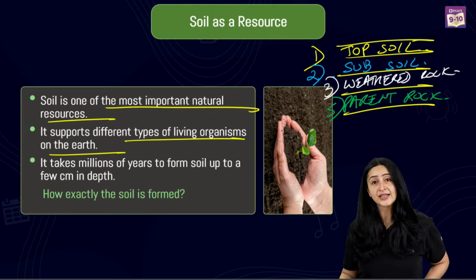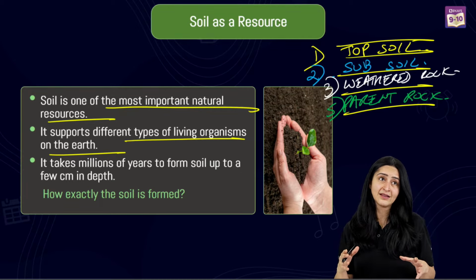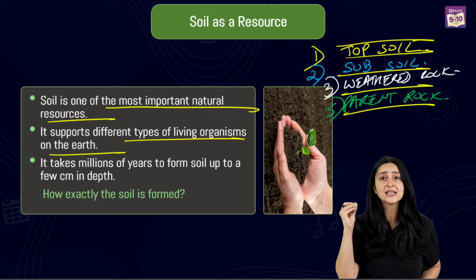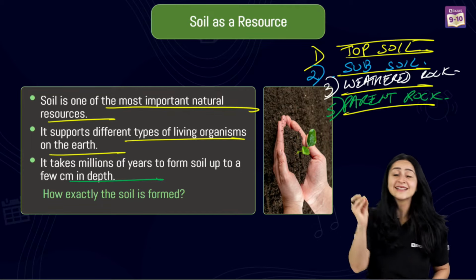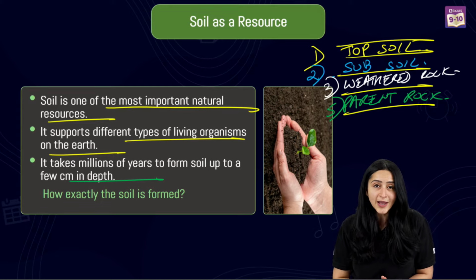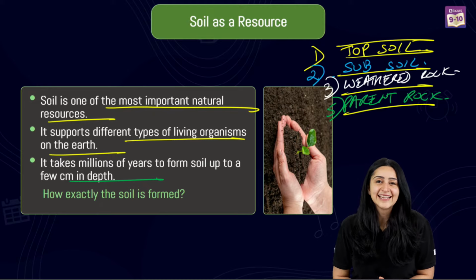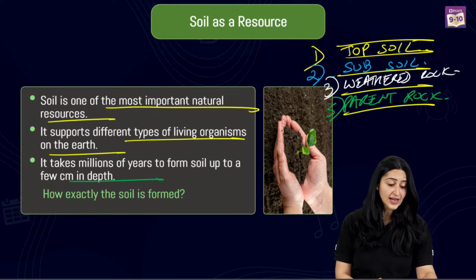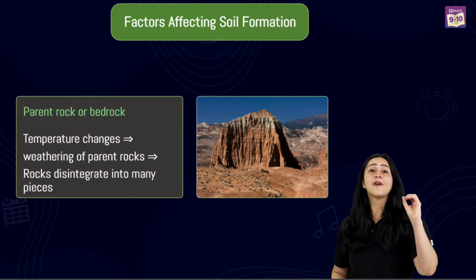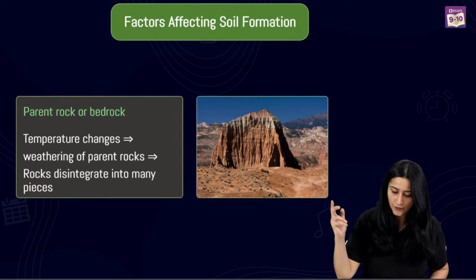Now, do you know that soil as a resource is so precious, and it actually takes millions and millions of years to get just even a centimeter of soil. Did you know that? So the question is, how exactly is this soil formed? Right? Now, I want to tell you that there are 5 factors that affect soil formation. I'm going to put these down for you over here.